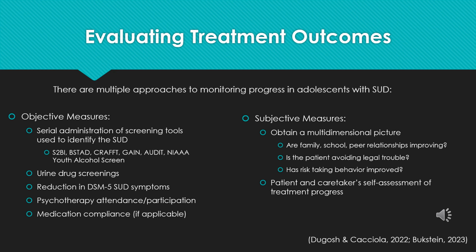And another way that you want to make sure to look at their treatment is from a multidimensional picture. Are their family, school, and peer relationships improving? Are they either staying out of legal trouble, or is that getting better? Has there been a reduction in their risk-taking behavior? And, what do they think? What do their parents think?